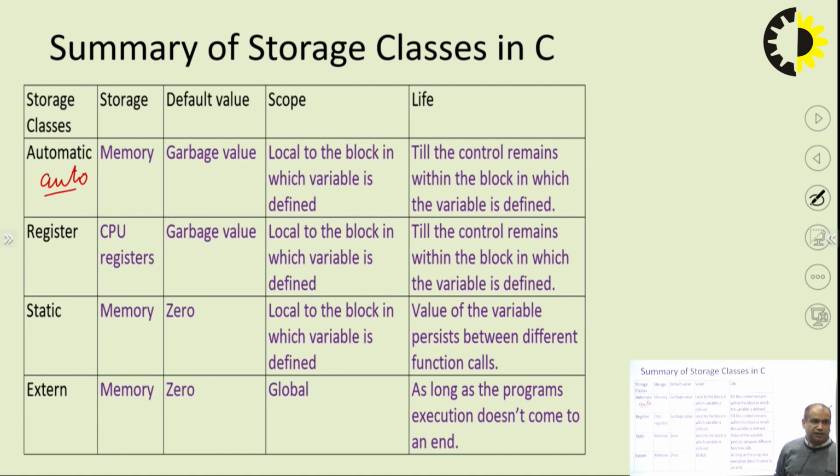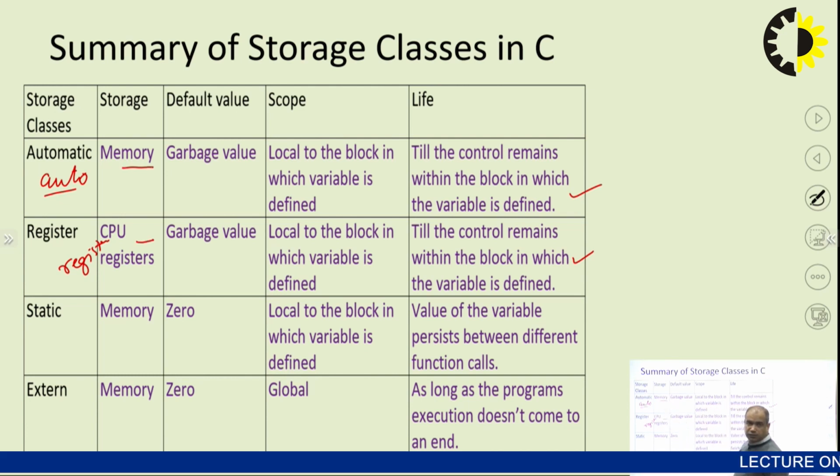Next is the register storage class. The keyword used is register. The variable will be stored in the CPU register. The default value will be a garbage value. Scope will be local to the block in which the variable is defined. Life lasts as long as the control remains within the block in which the variable is defined. Same as automatic. The difference is that in automatic the variable is stored in the memory, and here it is stored in the CPU register.